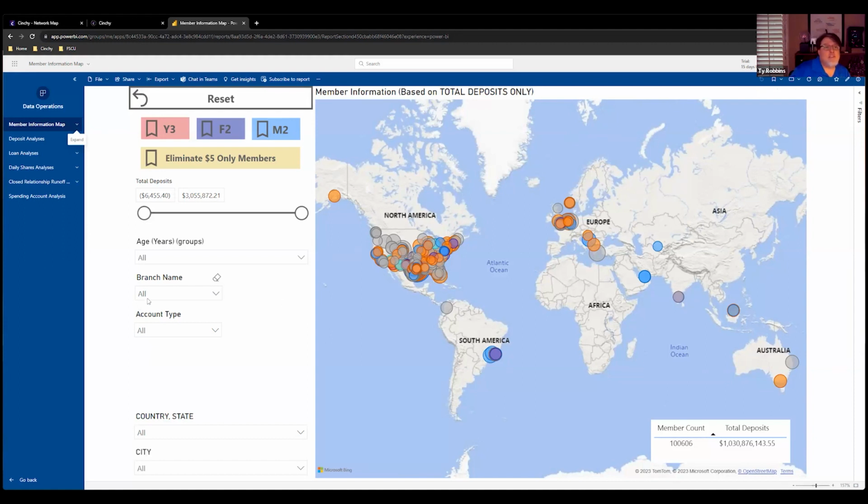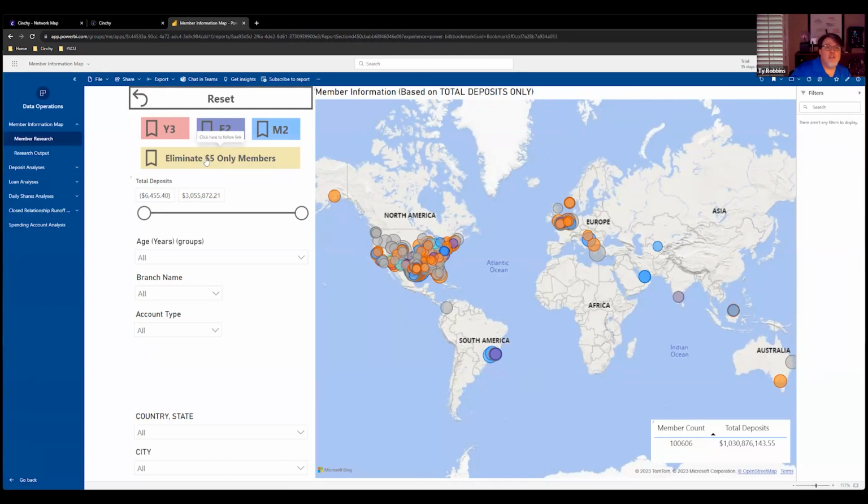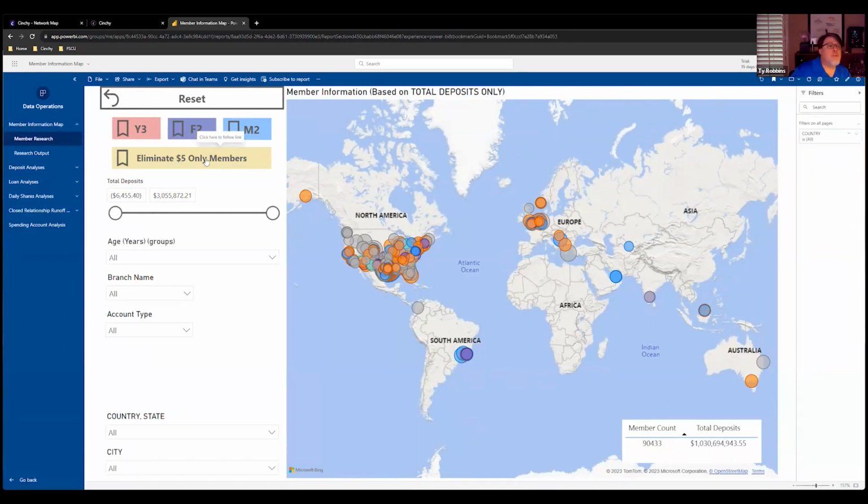And this is member research to the tune of trying to figure out who, what, where, and when so they can make effective decisions. Let's eliminate the $5-only members. So we're talking about real members, engaged members, not the ones who aren't, right? And you can see the member count changes, the total deposits change.